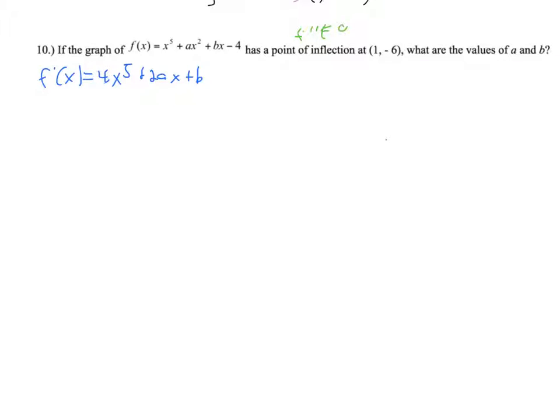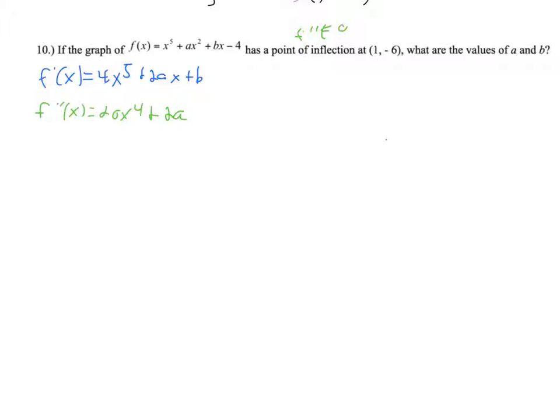So a and b are constants, so the derivative of ax squared is going to be 2ax, and the derivative of bx is going to be b. Then when we go to find the second derivative, we have 20x to the fourth plus 2a, and then the derivative of a constant is 0, so the derivative of b is going to be 0, so b is going to go away for the second derivative.